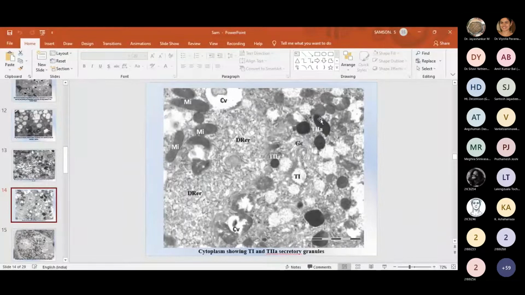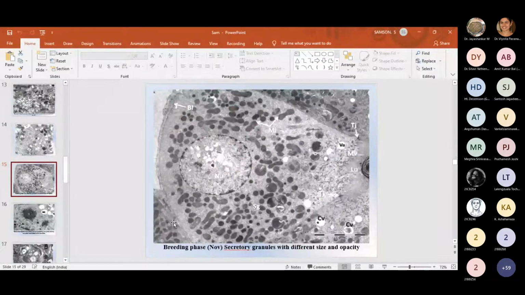So this secretory granule, as you can see here, is very dense. This is very, very prominent compared to the type 1 granule. So this is another type of granule that's forming inside this cell. And as time proceeds, this is how the cell looks in the breeding season.